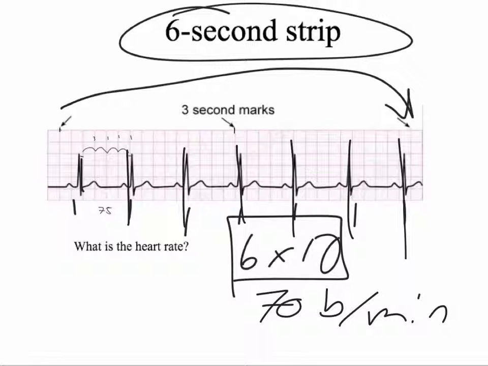Now, one thing I'll say about this is the EKG papers that they've been giving us for PBL do not seem to have these 3-second marks on them, or at least I haven't noticed them, and so it's probably just good to know the 300 rule. Divide everything into 300 and get your answer.